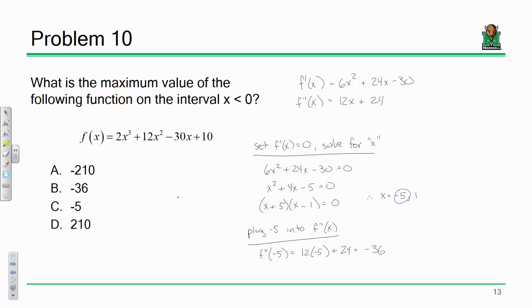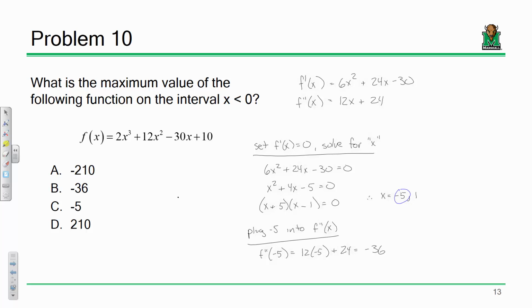But what's the answer? The question is asking for what's the maximum value, okay? This is where that maximum value is, and this tells you that it's a maximum. But these aren't the answers. What is the maximum value? What do I do? Plug it into the original equation, exactly.